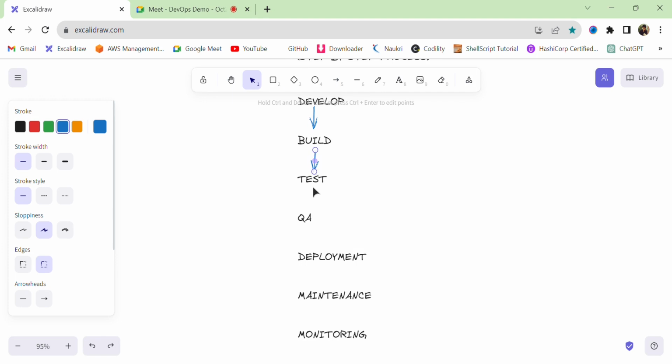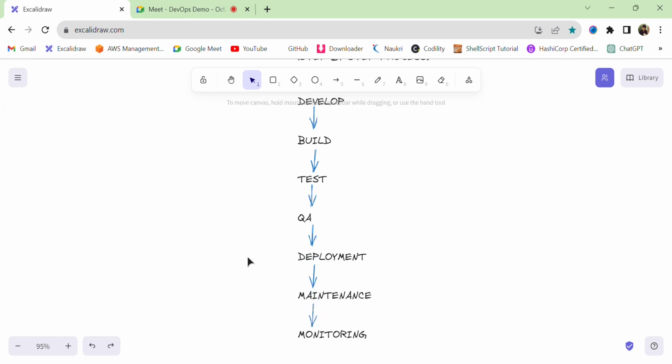Each department completes their work. After that, another department came into the picture. So you can see this process was followed step by step. That means at a single point of time, only one team or one department was working, and the rest of the departments were sitting idle.